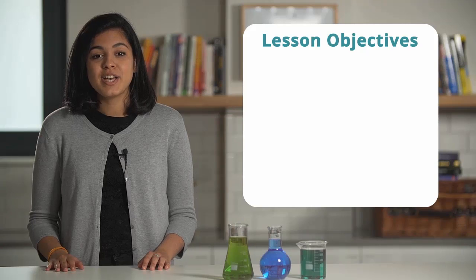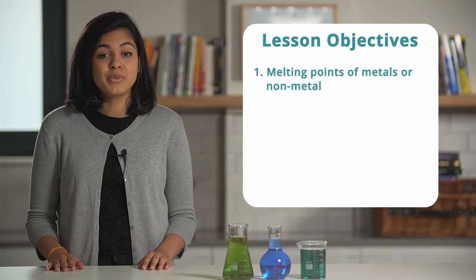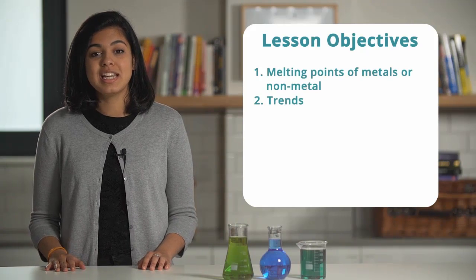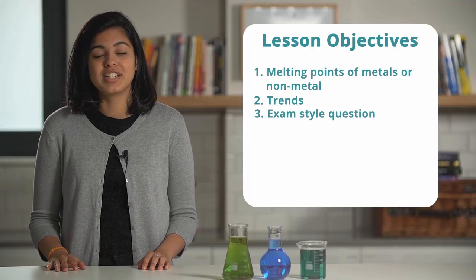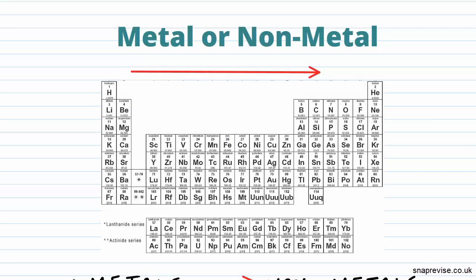Hi guys, in today's video we're going to look at the melting points of metals and non-metals, trends that we see, and finally an exam style question. How do we distinguish whether we're looking at metals or non-metals in periods 2 and 3?